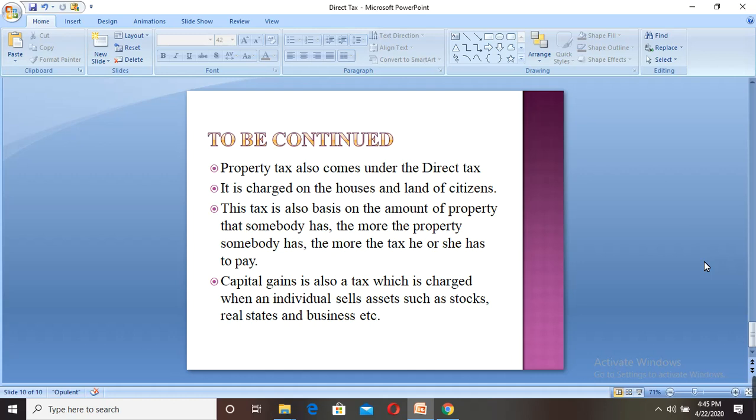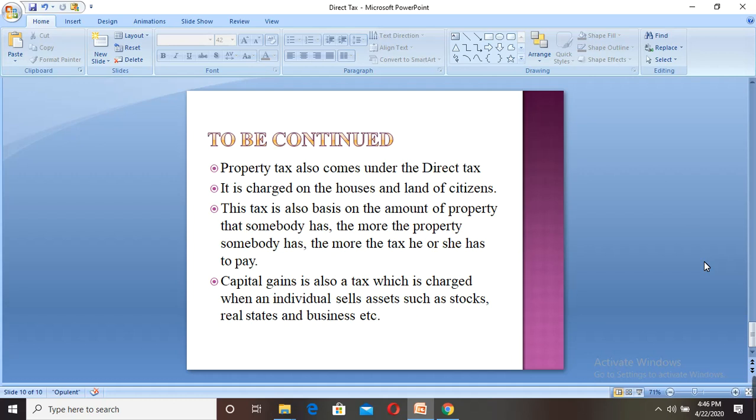Citizens of our nation pay tax to the government annually. It is a tax on their house, on their land, and on other properties as well. And this tax is also based on the amount of property that somebody has. The more property somebody has, the more tax he or she has to pay to the government. So direct tax is promoting social equality. It is not based on partiality. It is based on impartiality because it promotes social equality, because the more somebody earns, the more he or she has to pay tax to the government.